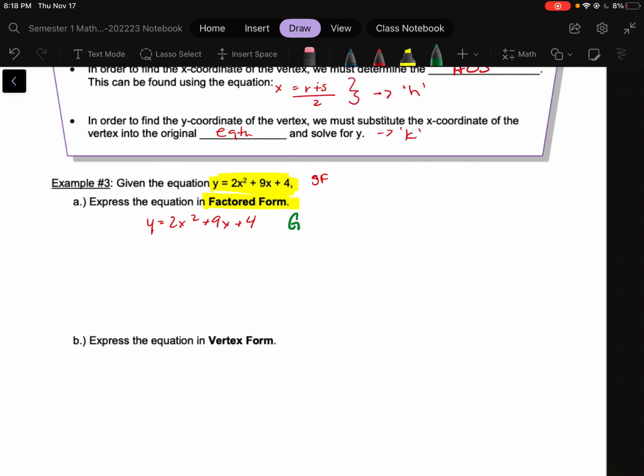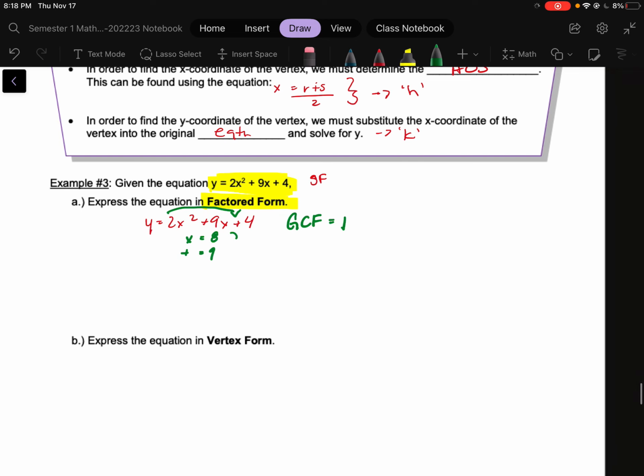The first thing is to find our greatest common factor, which in this situation is 1. Based off of that, we're going to use our decomposition, so we're going to do our multiply and add. Remember, it's multiplying these two, so 4 times 2 is going to be 8. So it's going to multiply to 8 and add to 9. What two numbers multiply to 8 and add to 9? 8 times 1 is 8, and 8 plus 1 is 9. So 8 and 1 are our two numbers.